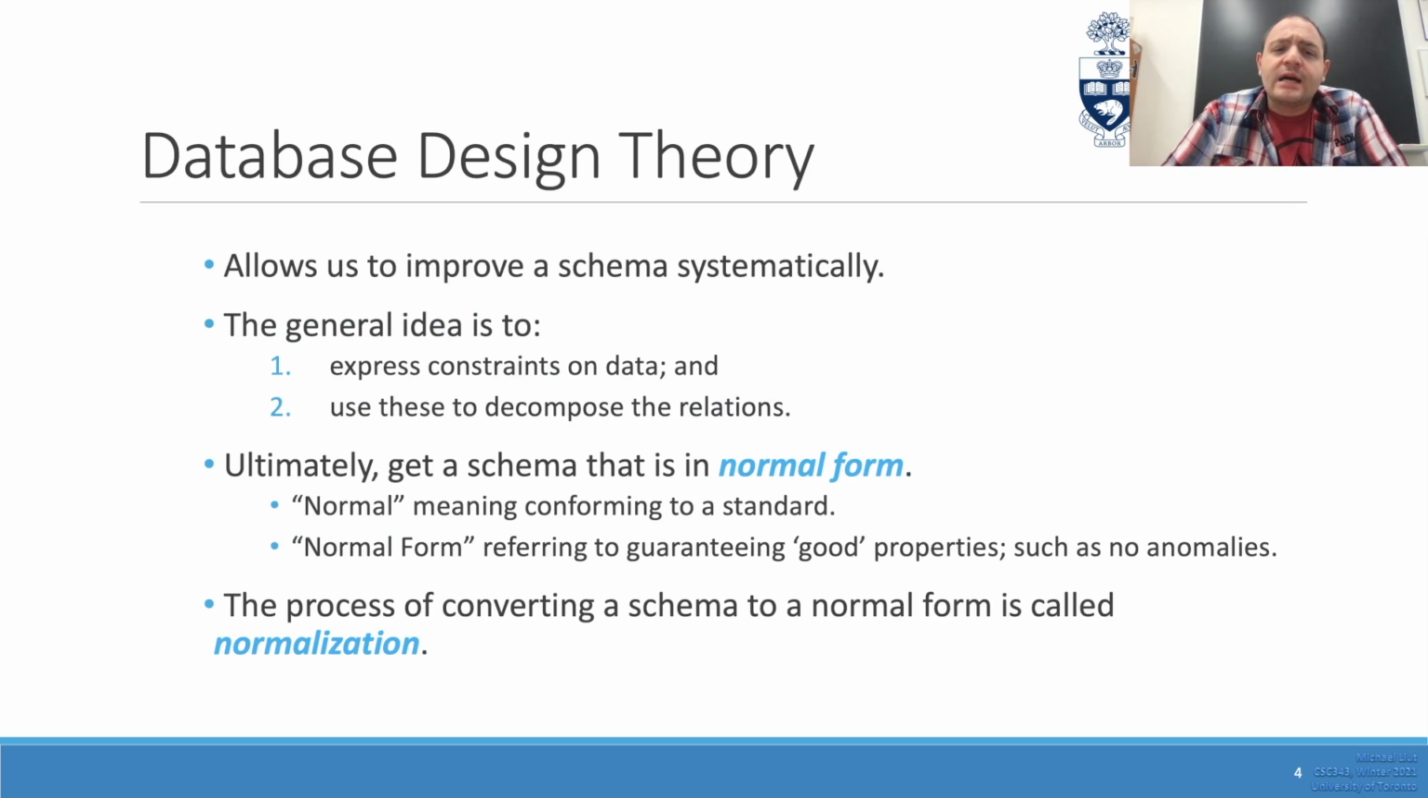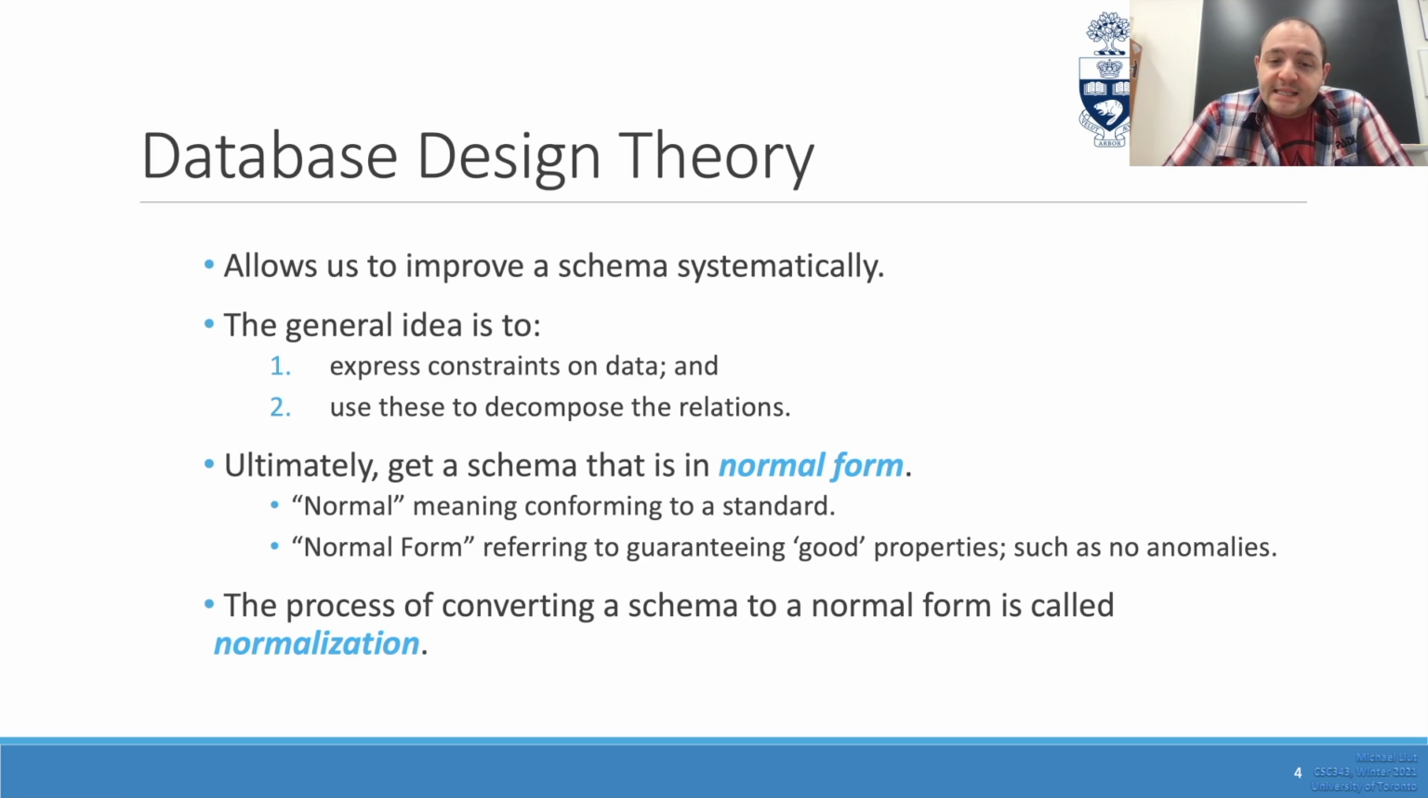Database design theory allows us to improve these schemas systematically, but the general idea here is twofold. The first is to express constraints on data, and the second is this idea of using the ability to decompose the relations to better our understanding of the information.